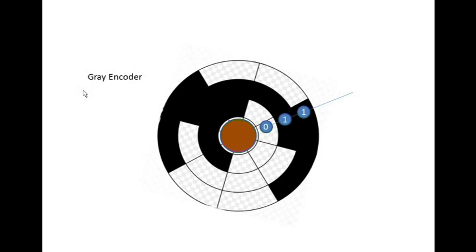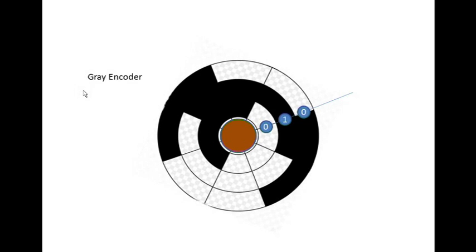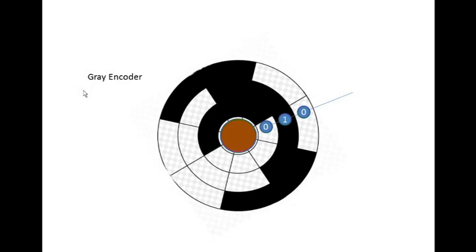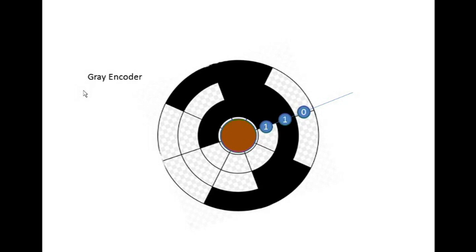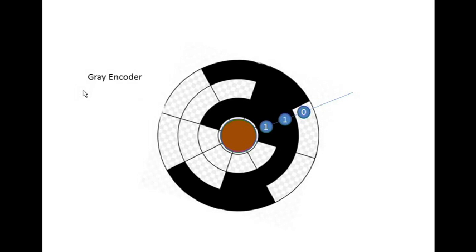As we move into the 3rd sector, you'll see that the innermost and the middle sensors again don't change. It's only the outermost sensor that changes. So we get a grey code of 010, and then as we move into the 4th sector, we get again only one sensor changing, and we get a grey code of 110.